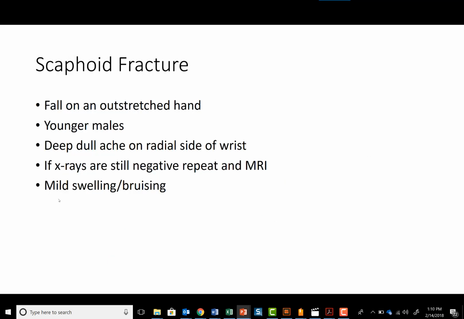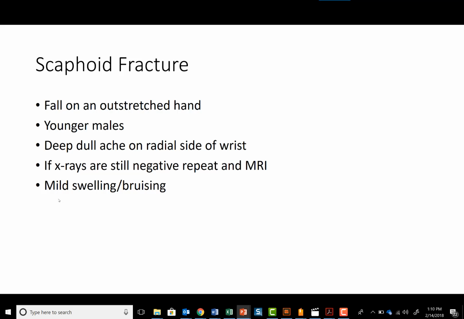Scaphoid fractures are another common thing that you might see on a fall on an outstretched hand. Usually it's going to be younger males. Why? Because they're typically the ones that are out doing more dangerous things that would involve them falling on their hand.